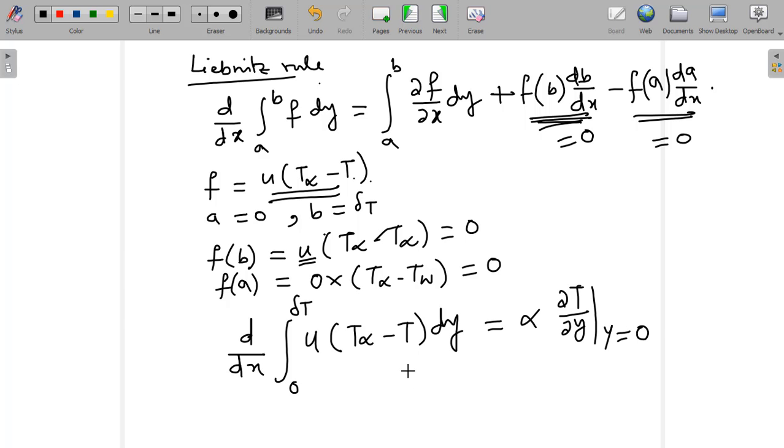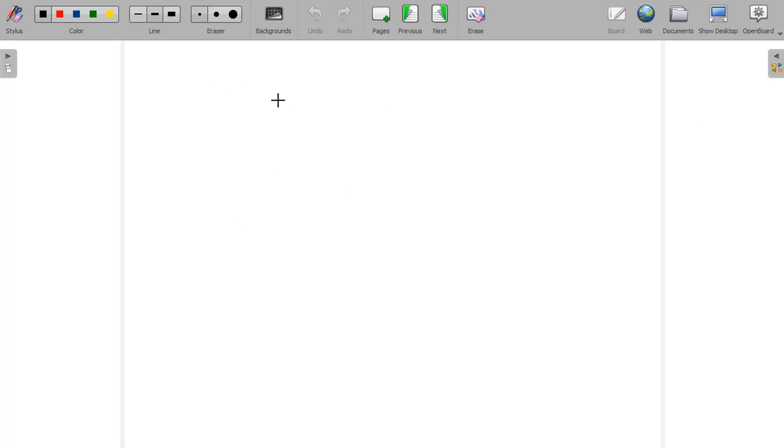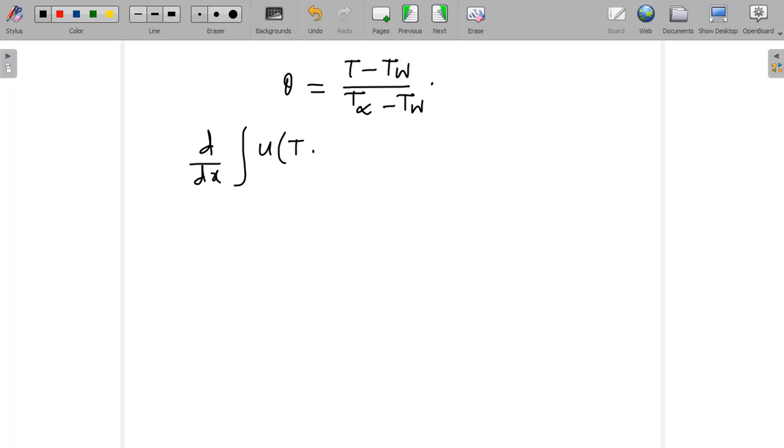Now what we can do, we can express this temperature in terms of a non-dimensional quantity theta. So let us define theta, let us do it on the next page. Let us define that theta is equal to (T minus T wall) by (T infinity minus T wall), and the expression is d/dx of the integration of u into (T infinity minus T) dy is equal to alpha del T del y at y is equal to 0.